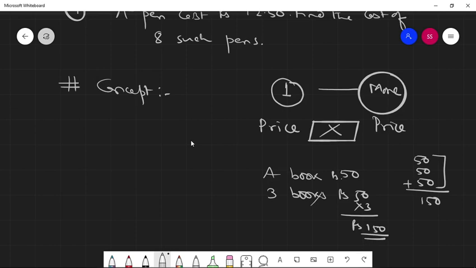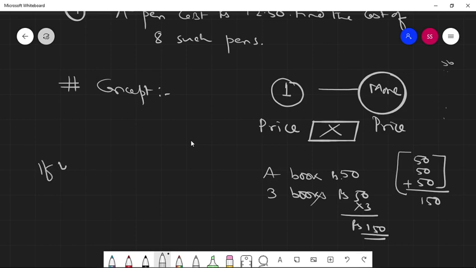Yes, the short form of addition. 50 plus 50, if you have only 3 you can add, but more than 3, what can we do? It's very difficult. If you have 16, then 50 plus 50 plus 50 plus, it's very difficult. So 50 multiplied by 16 you can find easily. So multiplication is the short form of addition. To make it short, 50 times 3 is 150.